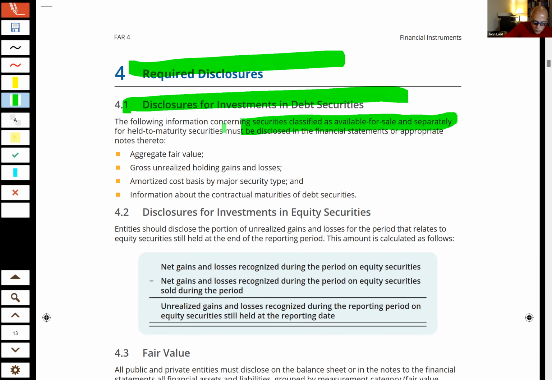Then for fair value, all public and private entities must disclose on the balance sheet or in the notes to the financial statements all financial assets and liabilities grouped by measurement category: fair value through net income, other comprehensive income, or amortized cost, and the form of the financial asset. Just flashcard the disclosure things, guys. I don't have much more to say than that they're telling you that you have to disclose that. Make a flashcard of the things you have to disclose.